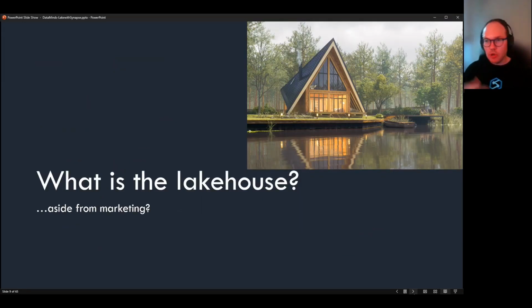Cool. So hopefully that clarifies what we're talking about. So then the second part is what is the Lakehouse? So this session is about Synapse and the Lakehouse. So hopefully I've given you a quick overview on the first part. But what does the Lakehouse actually mean?